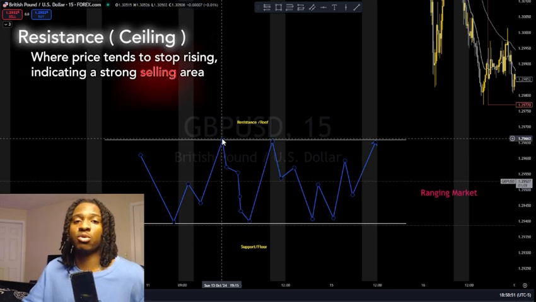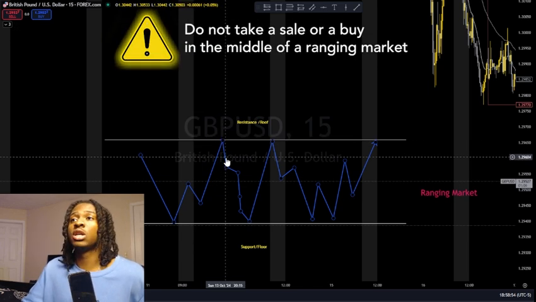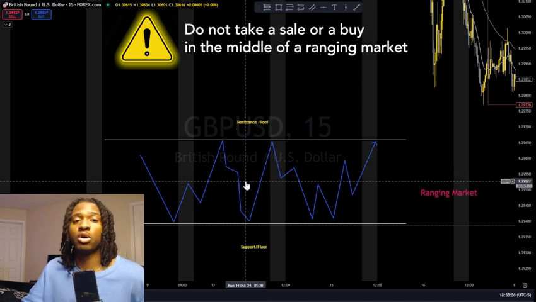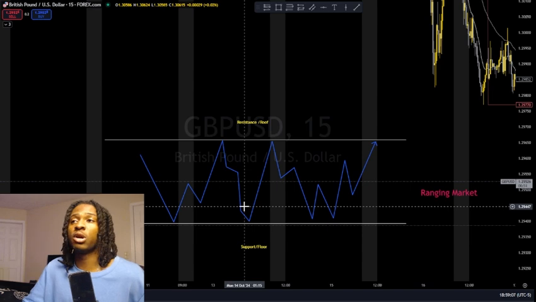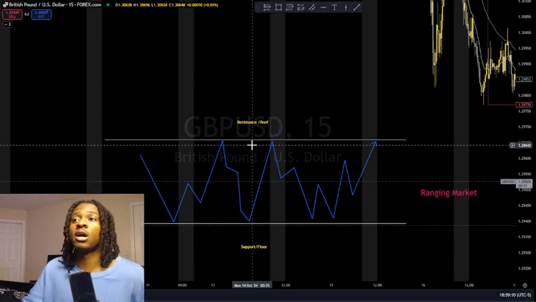A nice little gem or key point when trading these: you don't want to take your sell or your buy when you're in the middle of a ranging market. There's no telling what can happen. When price is really moving in this type of market, it can go here and then it could go back up before it goes back down.